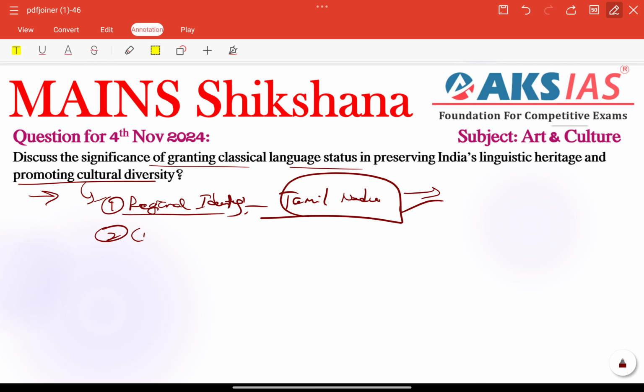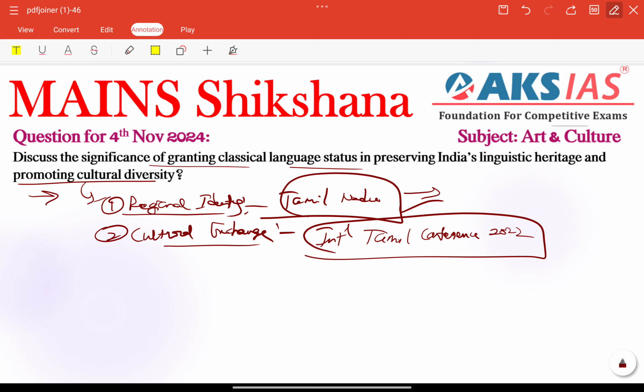Next important thing is cultural exchange, also very important. Here we can mention that the International Tamil Conference happened recently, in 2022. That is also very important. These are highlighting Tamil's global cultural connections. So these languages enrich cultural dialogue across India. That is the main important thing.